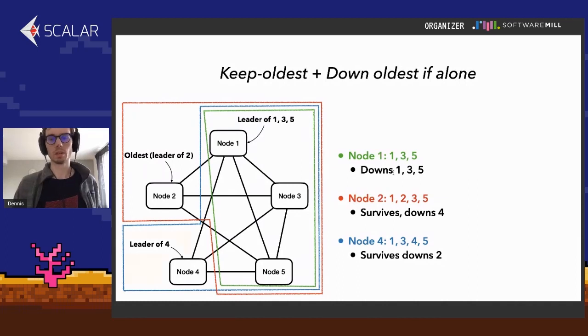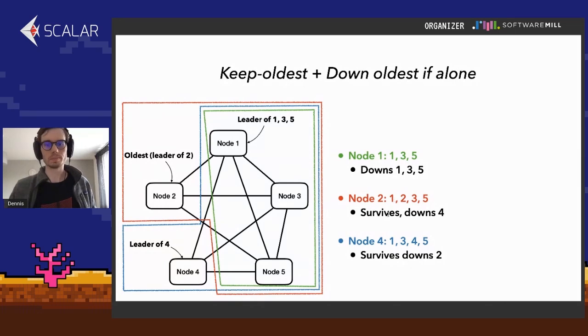So let's see what happens. The leader node 1 will decide that its partition has to down itself, because it cannot reach the oldest. Node 2 is not part of this. And because it says down the oldest if alone, well, no, from its point of view, it's probably not alone, because they cannot reach node 4 either. This is a case where they assume they're together, but they're not. So 1, 3, 5 will down themselves.